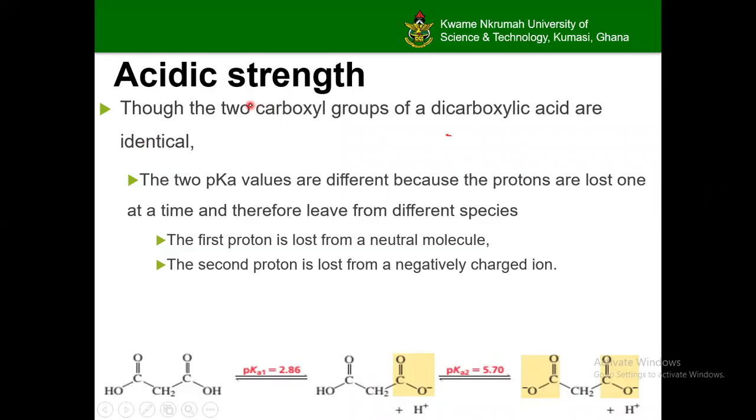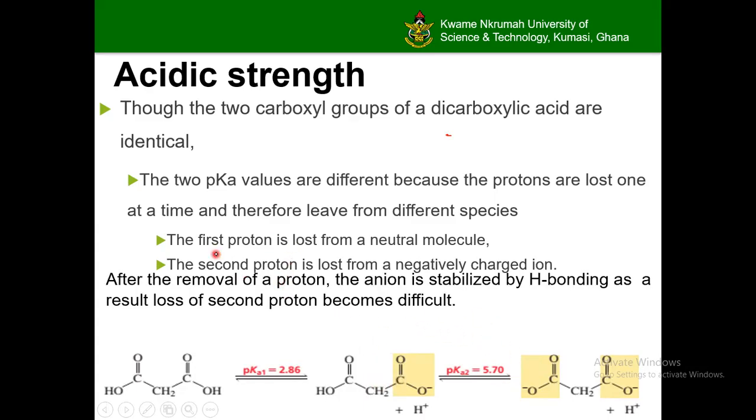So we are talking about acid strength. Though two carboxyl groups of a dicarboxylic acid are identical, the two pKa values are different because protons are lost one at a time and therefore leave from different species. The first proton is lost from a neutral molecule. The second proton is lost from a negatively charged ion. So that is what has been shown here. Neutral molecule losing is pKa1, and then the singly charged anion losing another proton becomes the pKa2.